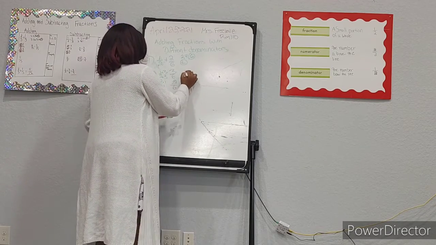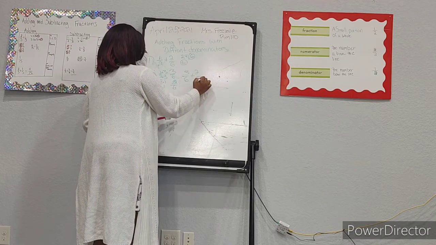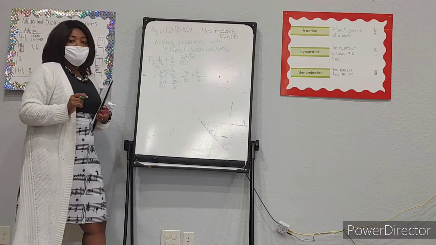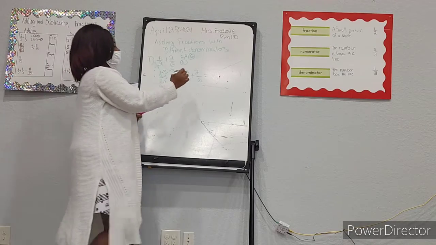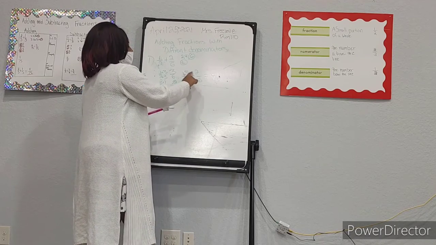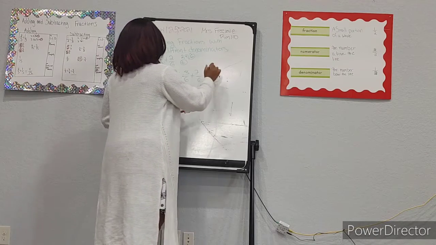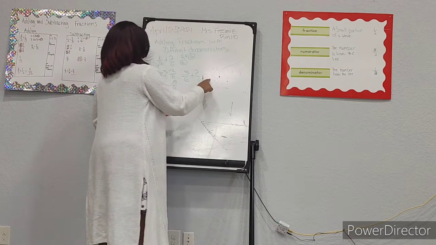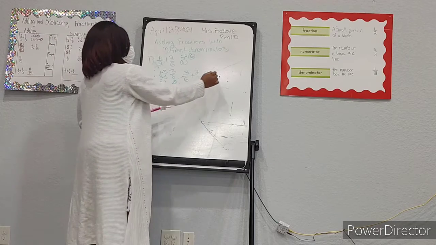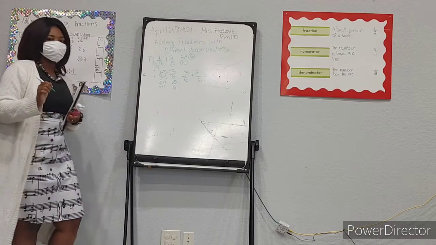Over to the side, we're going to rewrite 3 over 6 plus 2 over 6. Now, we are going to keep our denominators the same. So it's going to be 6. And we're going to add our numerators together. 3 plus 2 is 5. Correct. Can 5 over 6 be simplified? No. So this is our answer. Make sure you circle your answer, okay?